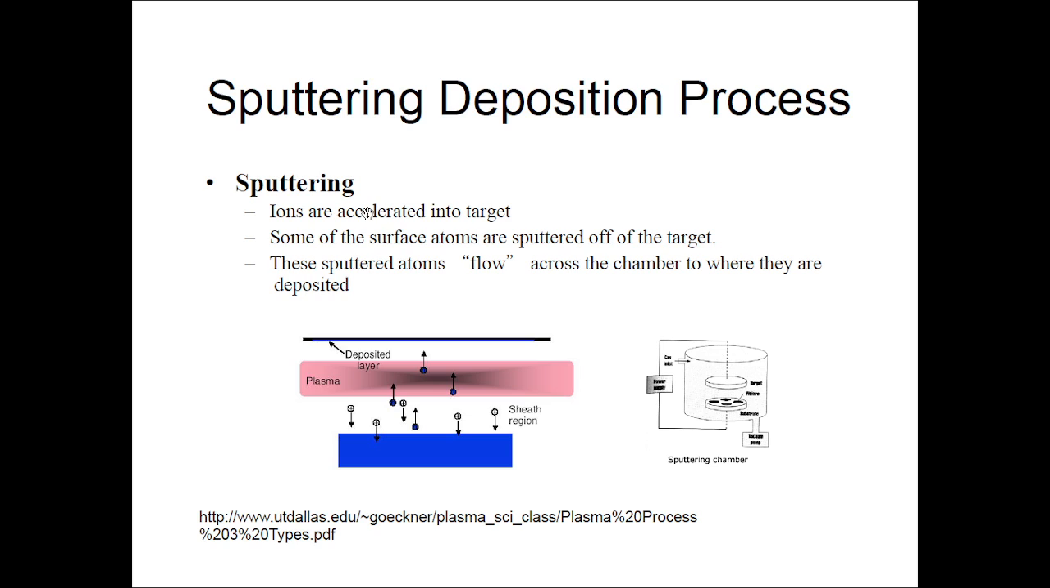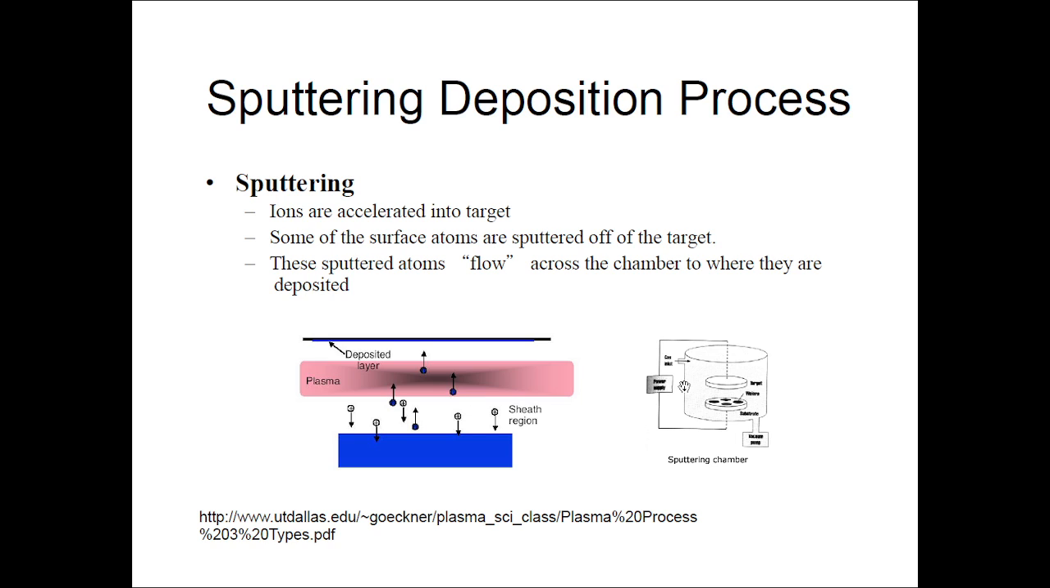Okay, so here you can see the sputter deposition process. The ions are accelerated into the target as we have seen, and some of the surface atoms are sputtered off the target, and these sputtered atoms flow across the chamber to where they need to deposit. That's what you can see over here. This blue color is a sputtered atom which needs to deposit on the substrate, which is deposited over here. And in that process you will be creating a plasma.